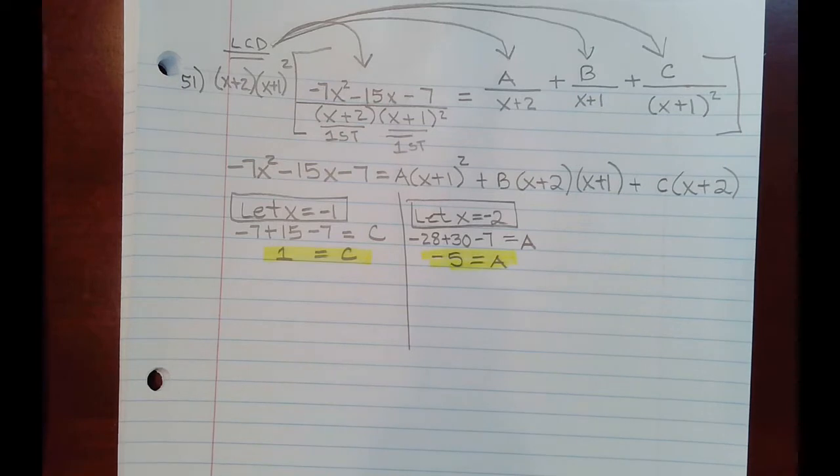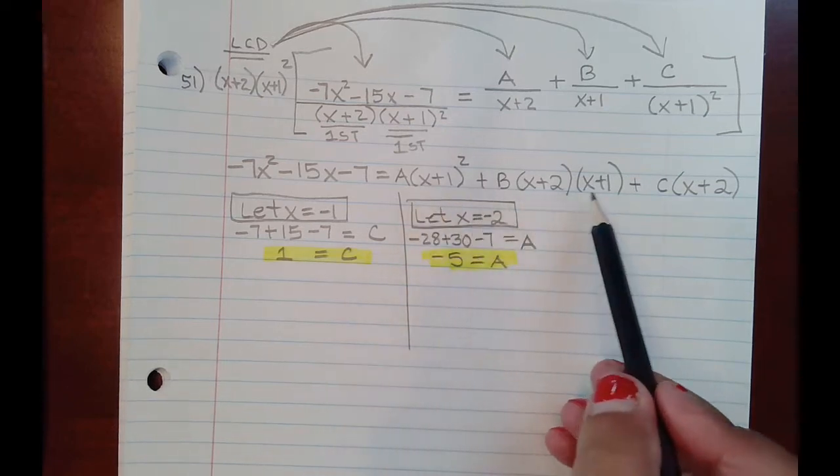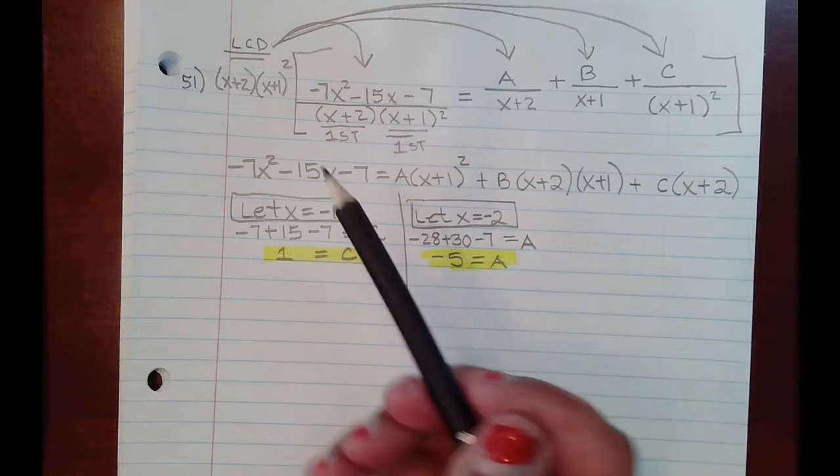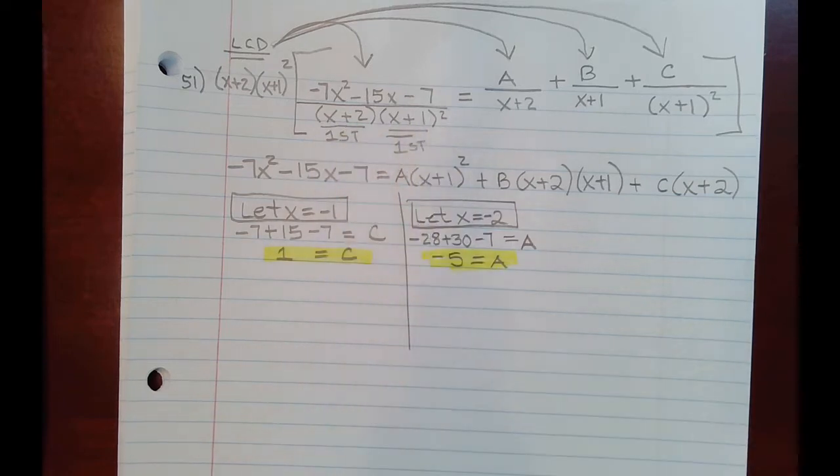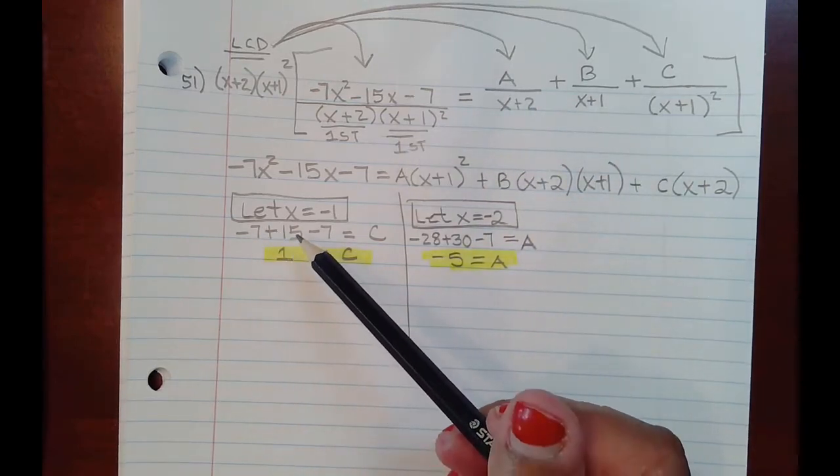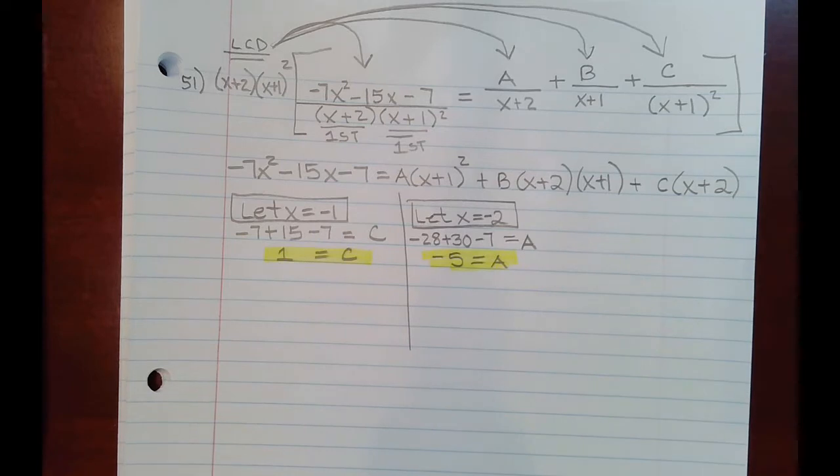However, we finally get to a problem in number 51 where we've used every value that we can possibly come up with that's going to zero out these factors. We only have two factors, x plus 2 and x plus 1. And we've already used the values that zero those out. So we have exhausted the technique of being able to find these numerators by using values that zero out the factors. So now we need to move to something else. And that would be comparing like terms on each side.